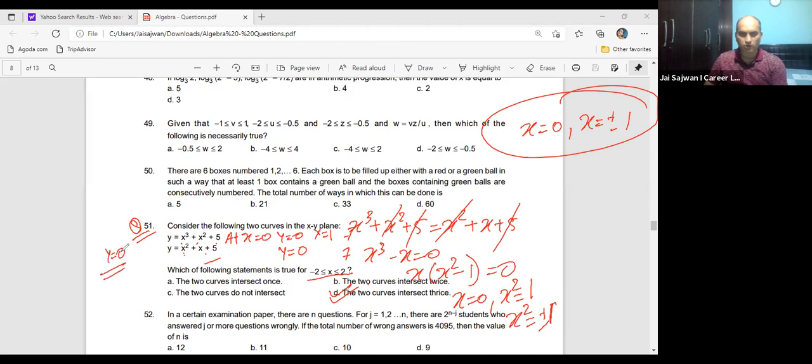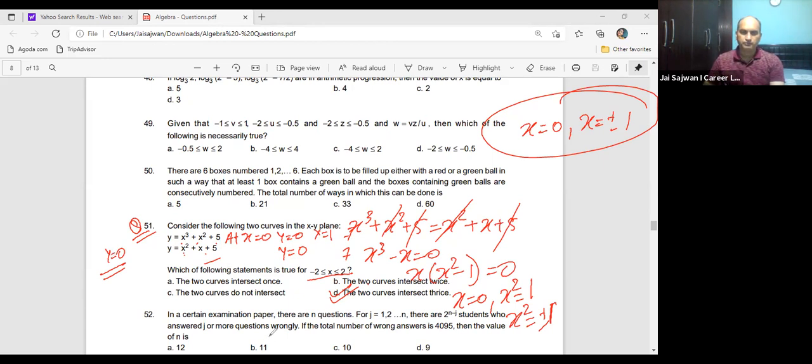So if someone is asking you how many roots are there, can anyone tell me how many common roots do they have? These are just points of intersection. How many roots do they have? Can anyone answer that?